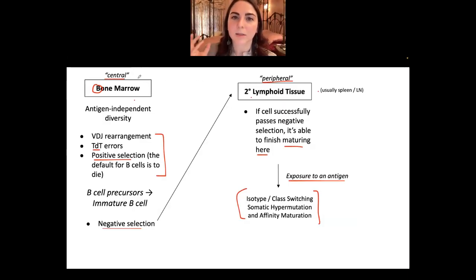So central, we're talking about the bone marrow before it even leaves. And peripheral is, okay, it left, now it's circulating around. Question: does a B cell technically go through both of the developments? Yes. The B cell goes through central development and peripheral development every single time. It's going through positive selection and negative selection. It's going through all of this stuff.